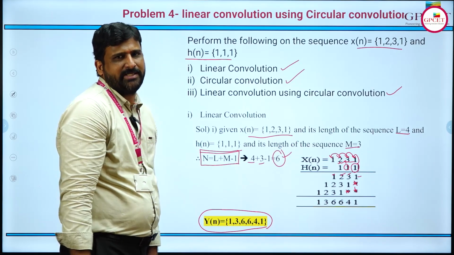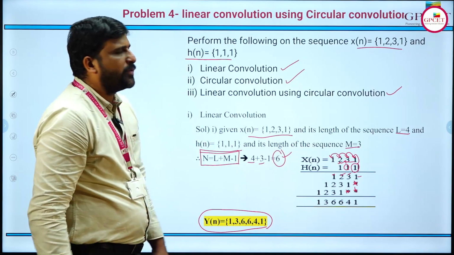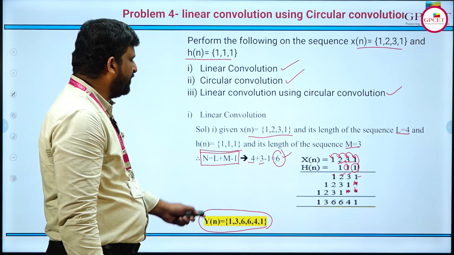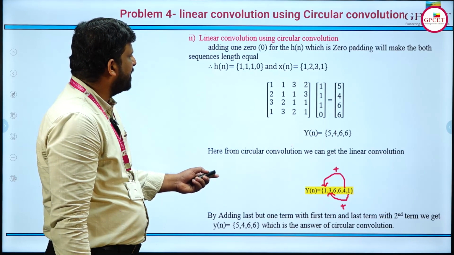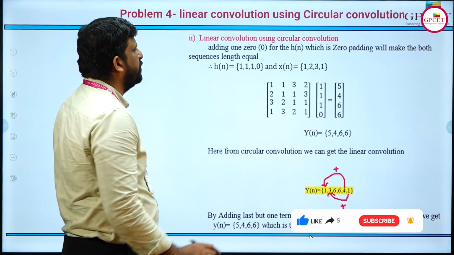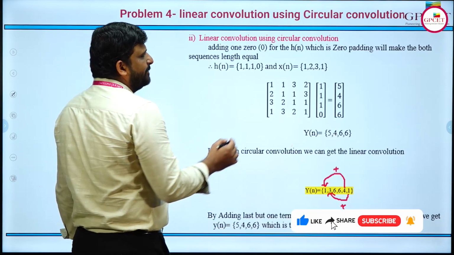N is equal to 6. So this is the process how we need to find out the value of y of n by using the linear convolution. Similarly, circular convolution. The previous one I have shown you by using the matrix representation.